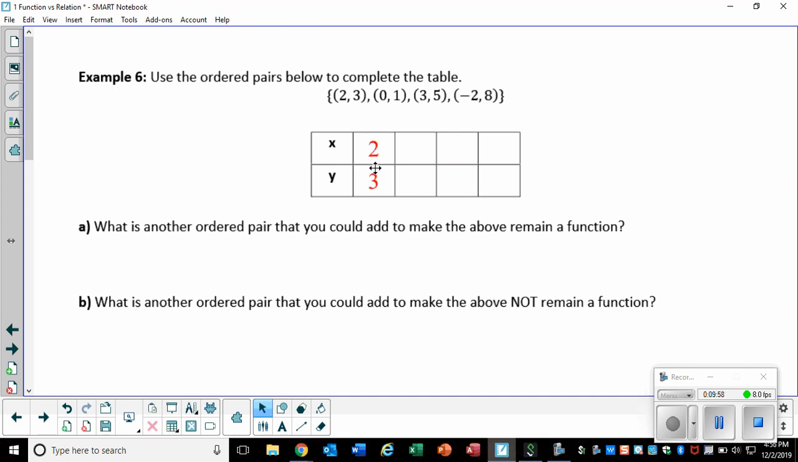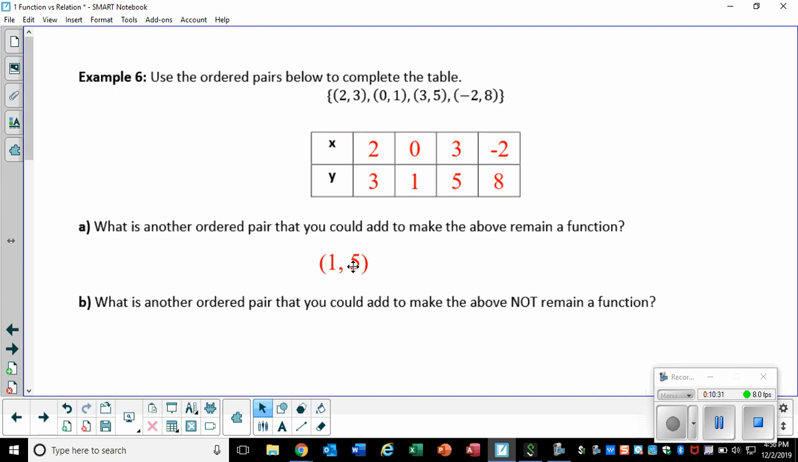So here I have 2 and 3, 0 and 1, 3 and 5, -2 and 8. Now, if I needed to, what's another ordered pair that I can add to this that would remain a function? So right now it's a function because none of the x values repeat. If I needed to add another ordered pair off to the side here, and I still wanted it to be a function, I need to pick an ordered pair that wouldn't match any of these x values already.